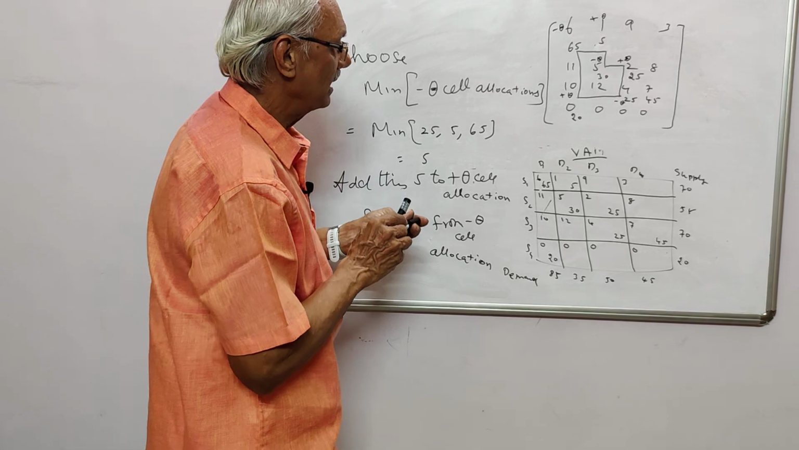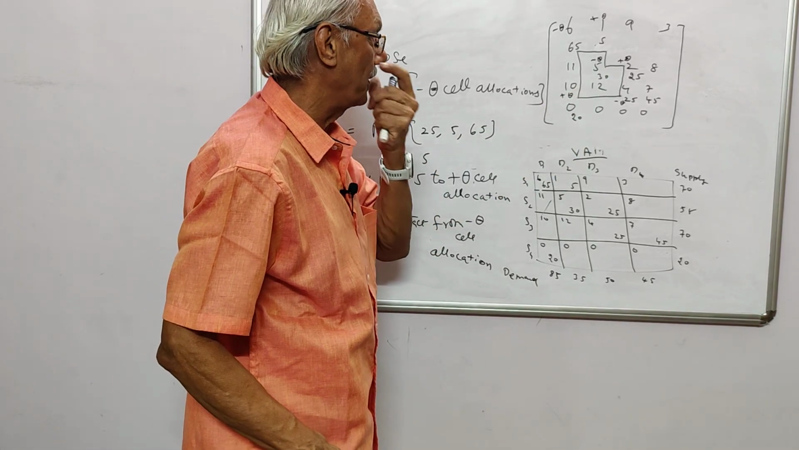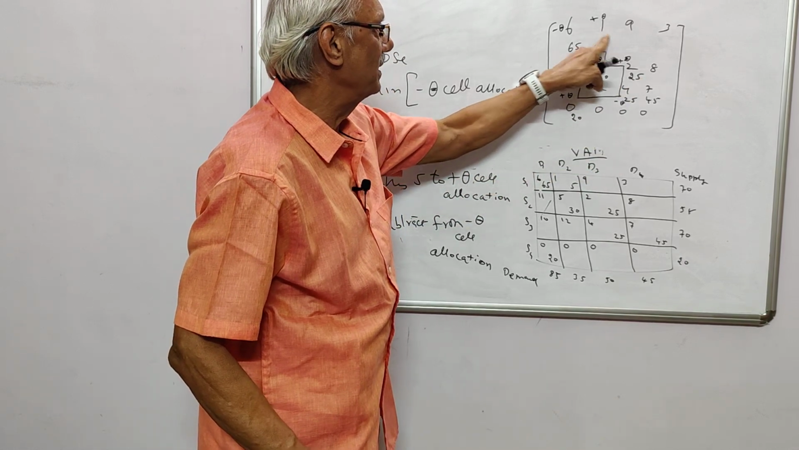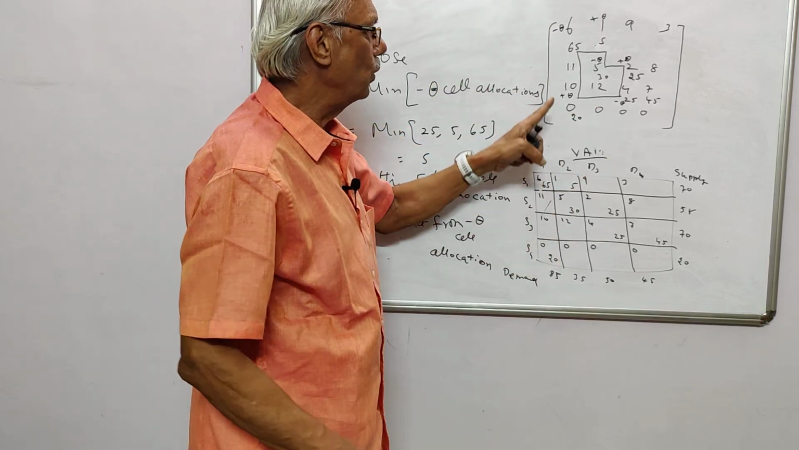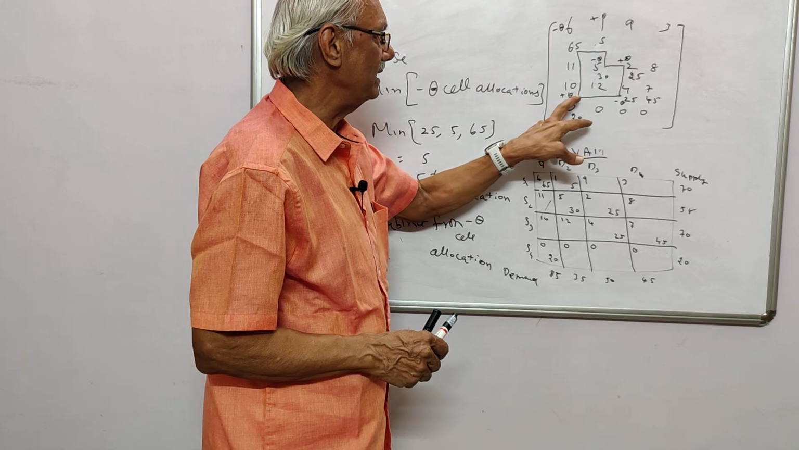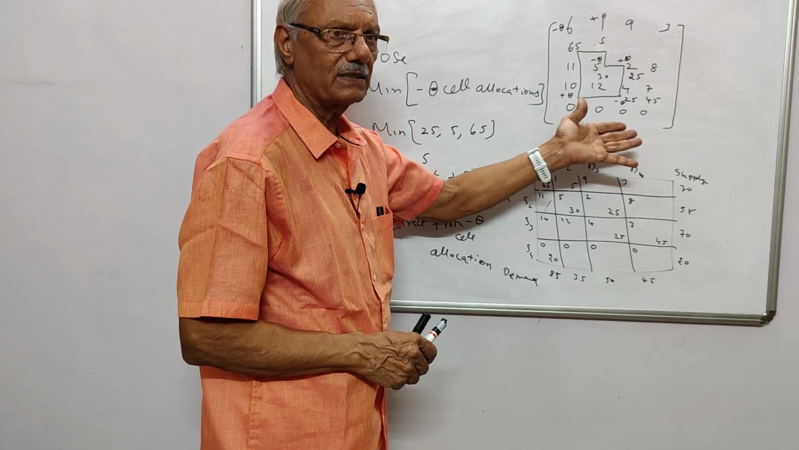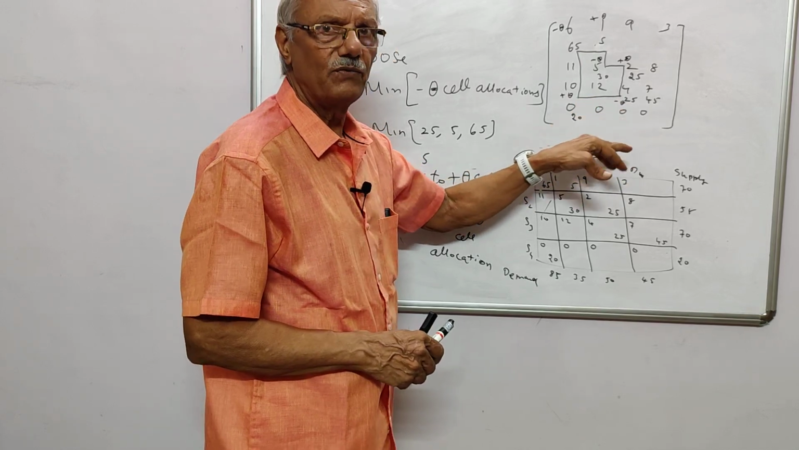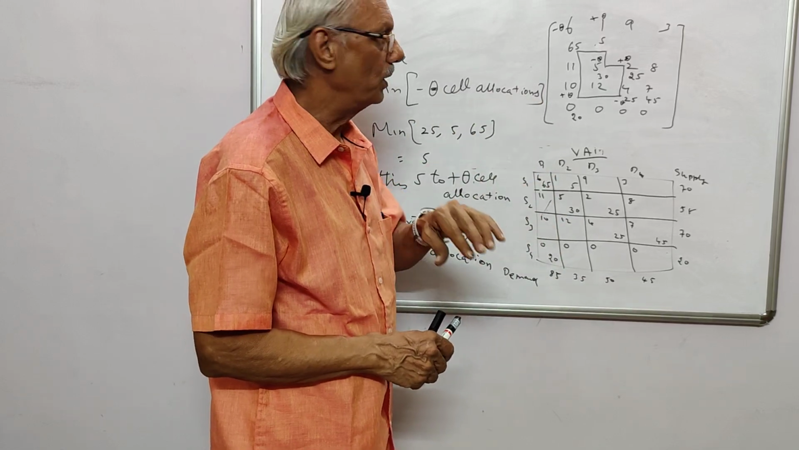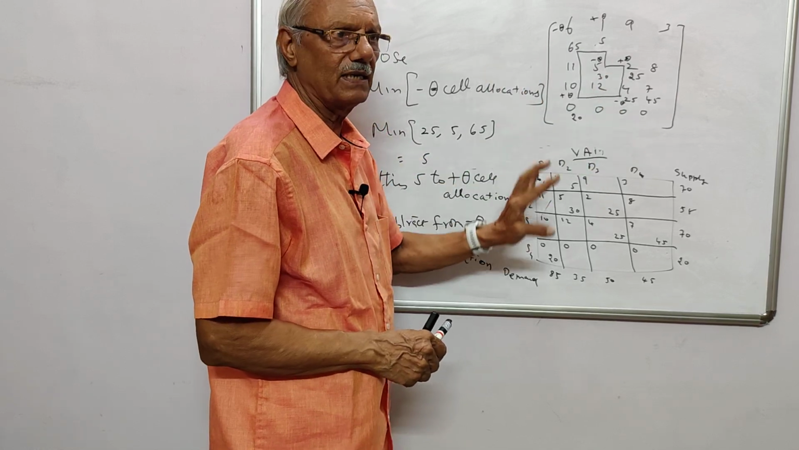Minus theta cell allocation. That means what? This is your 5 plus theta cell allocation: add 5, subtract 5, add 5, subtract 5, add 5, subtract 5. Can you understand? So I'll repeat this. After drawing this, connecting this plus theta cell with the other allocated cells using vertical and horizontal lines, you come back to the plus theta cell. You must form a loop. Then write alternately minus theta, plus theta, minus theta, plus theta, like that.